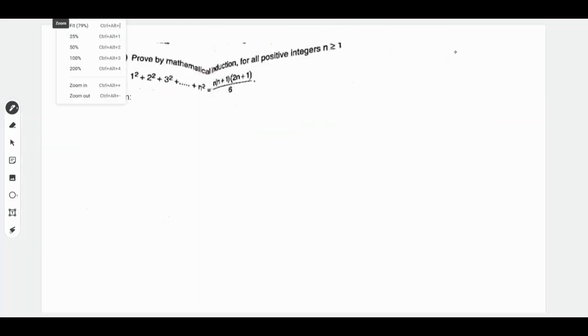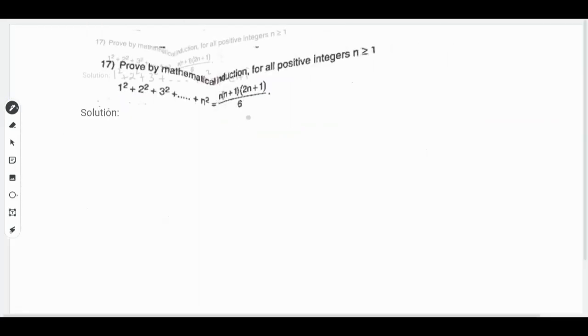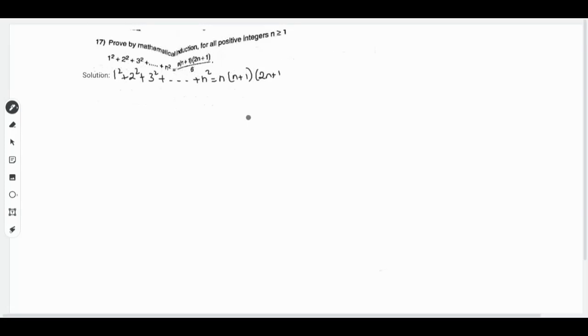Then next one, 2n plus 1 divided by. So mathematical induction means we have some steps. Let us call the given term as P of n. So now put n is equal to 1, then it is 1 square plus 2 square. P of 1 equals 1 square plus 2 square.